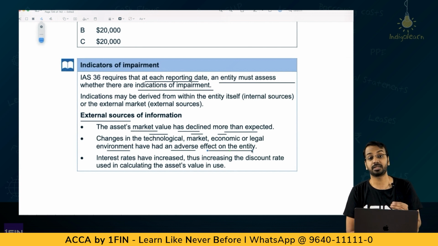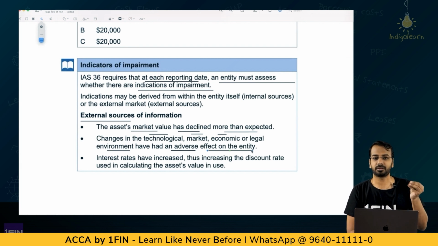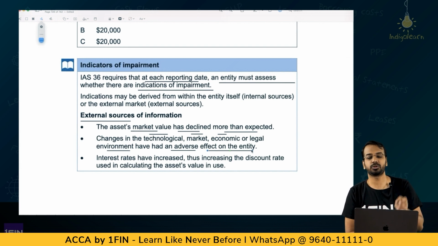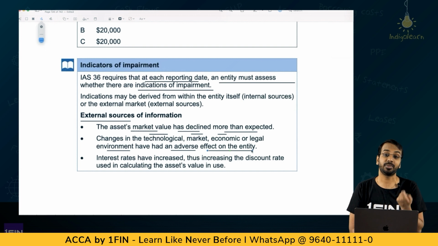Then, if there are legal restrictions, for example, an entity has purchased a particular technology, and that technology is subject to some lawsuit, or there is some patent infringement because of which we cannot use the technology. In that case, because of the restriction on using the technology, you will not get the value that you expected from the technology. So, that can be impaired.